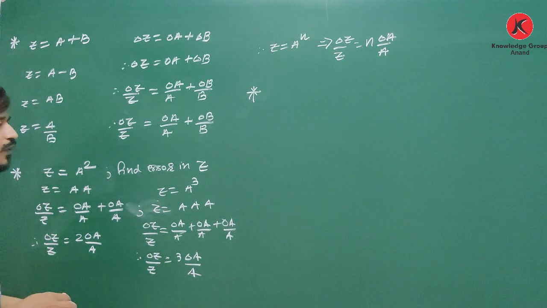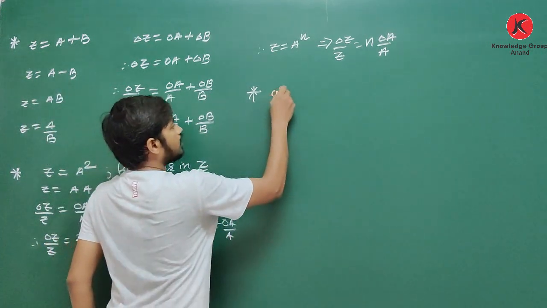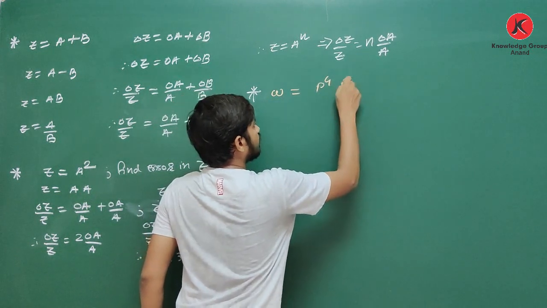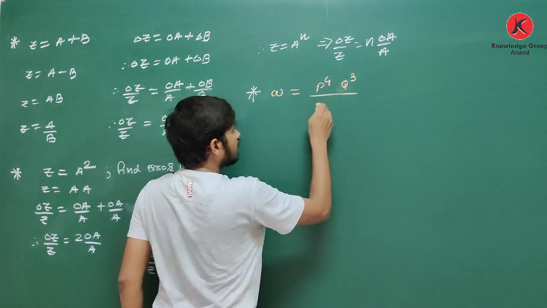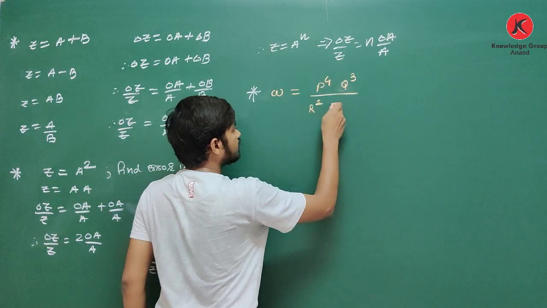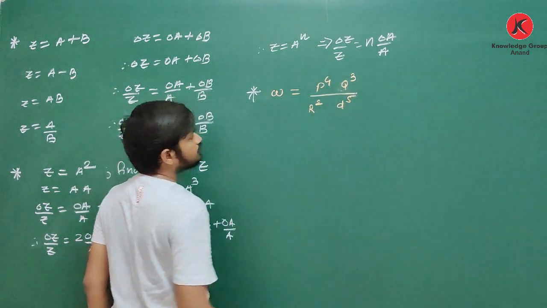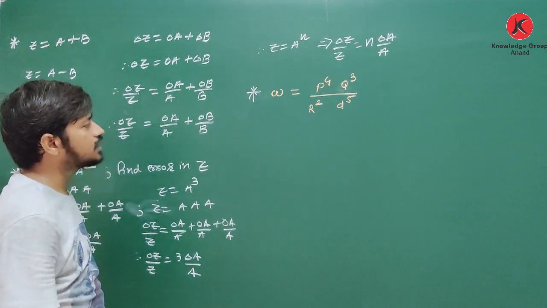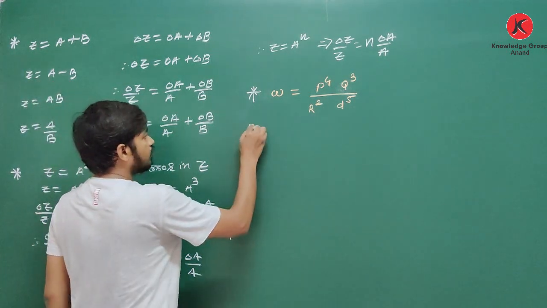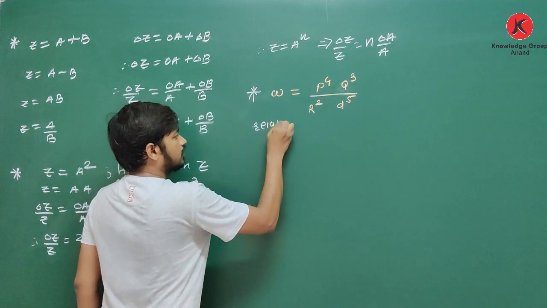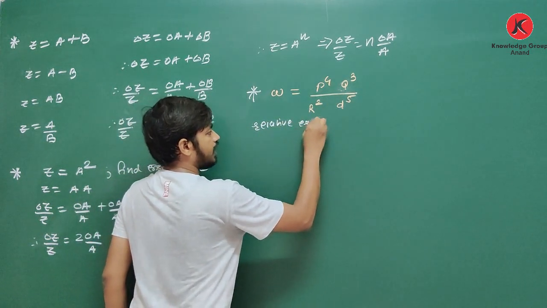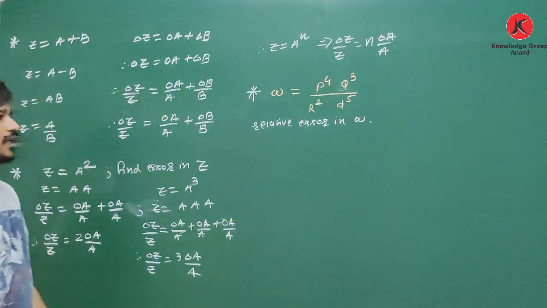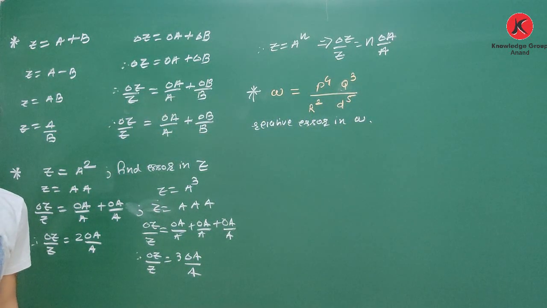So how to write? If I have one equation like this, W is equal to P raised to 4, Q cube, R square, D raised to 5, and your question is, what is the relative error in W? Then how to find the relative error in W?